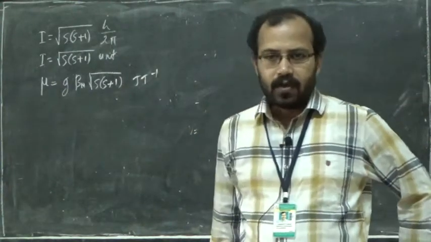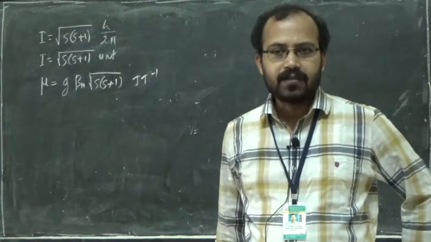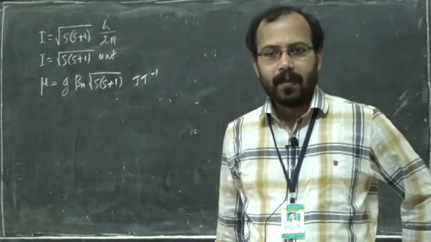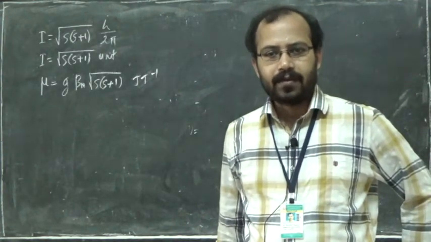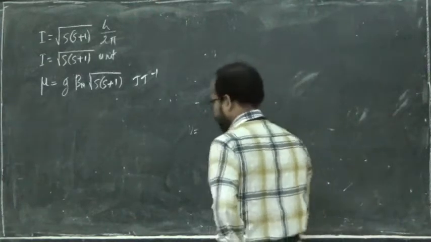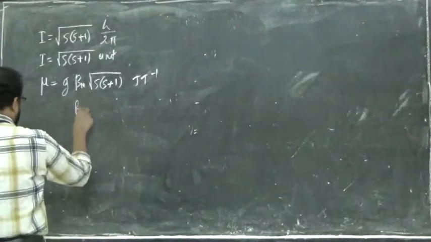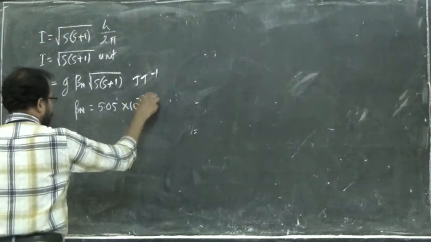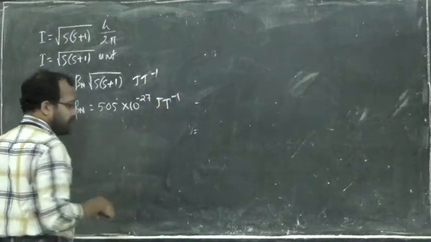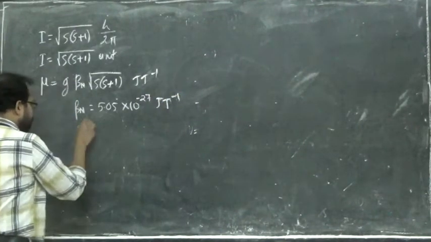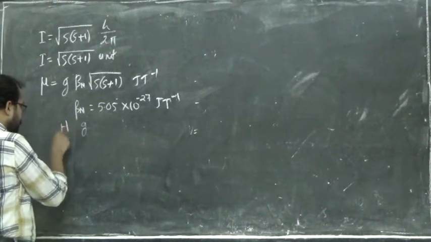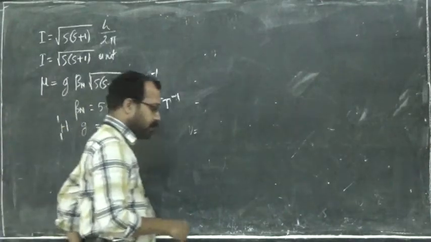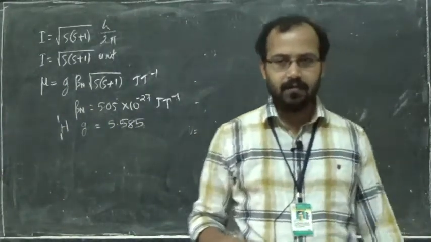Here G is the nuclear G factor, which has a unique value for each nucleus, and beta n is the nuclear magneton, and the value of the nuclear magneton is 5.05 into 10 raised to minus 27 joules per Tesla. That also we learnt in the previous class. And in the case of H11, G is equal to 5.585. These are the things we were discussing in the previous class.